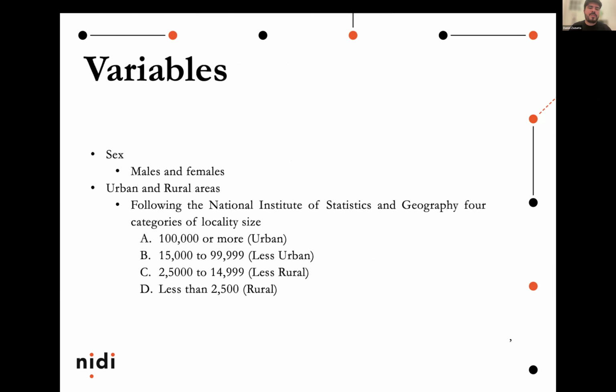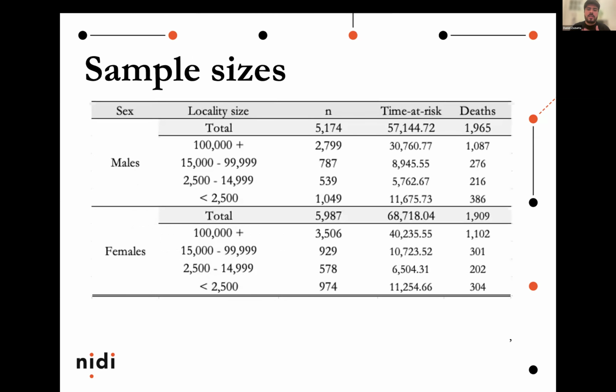The variables that we include are very simple. It's just sex, males and females. And we use 4 categories for locality size, and I put in these silly names just to label them. Urban areas are those that have more than 100,000 inhabitants. Rural, those that have fewer than 2,500 inhabitants. And then I define one that is less urban and one that is a little bit less rural. And these are more or less the sample sizes.